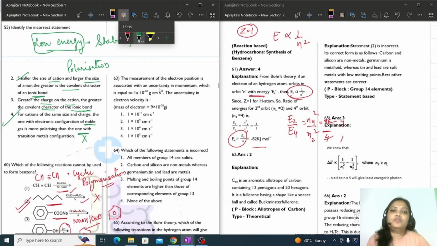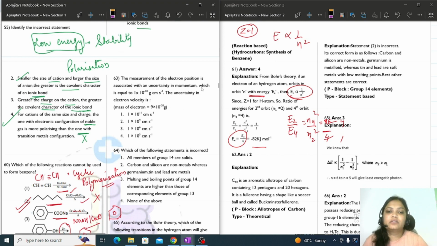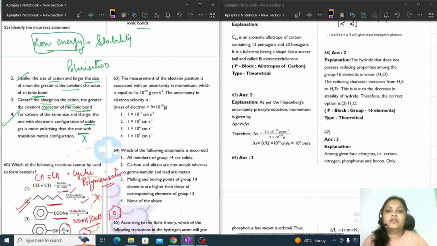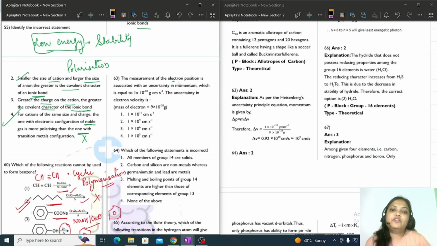Now let us move on to question number 63. The measurement of electron position is associated with an uncertainty in momentum equal to 1 into 10 to the power minus 18 gram centimeter per second. So the uncertainty in momentum is given, we have to find the uncertainty in velocity, and the mass of the electron in grams is given.